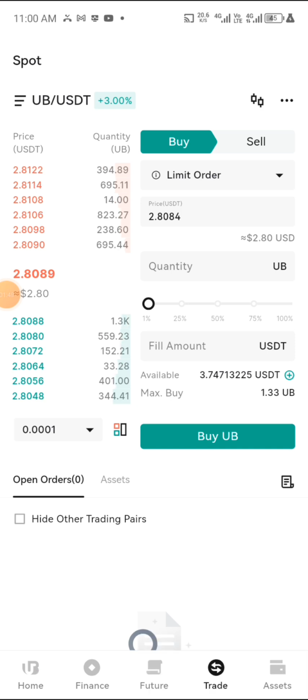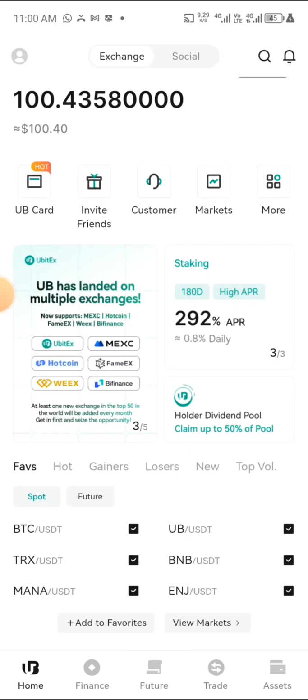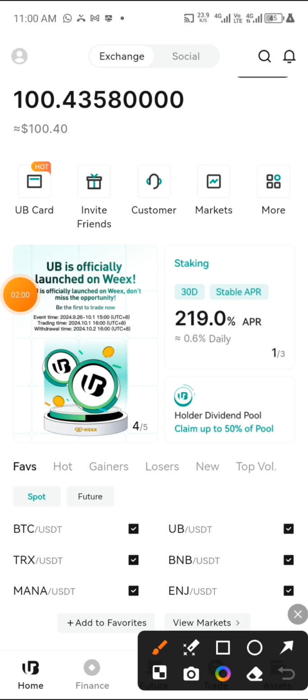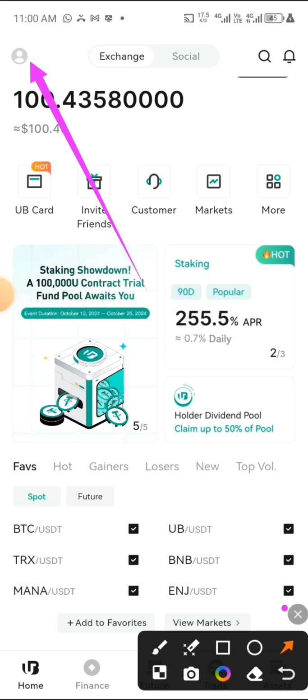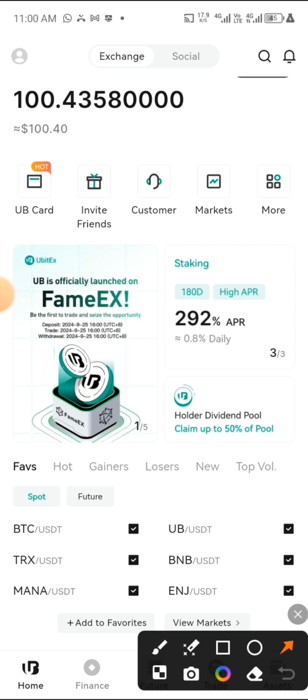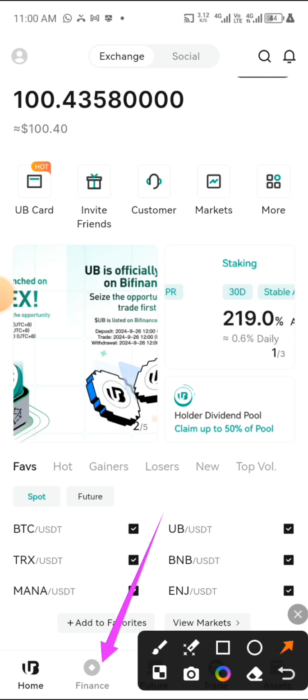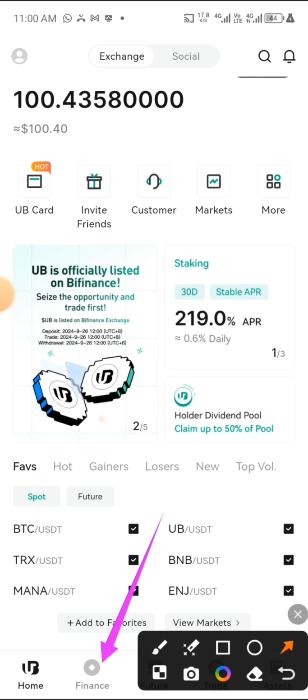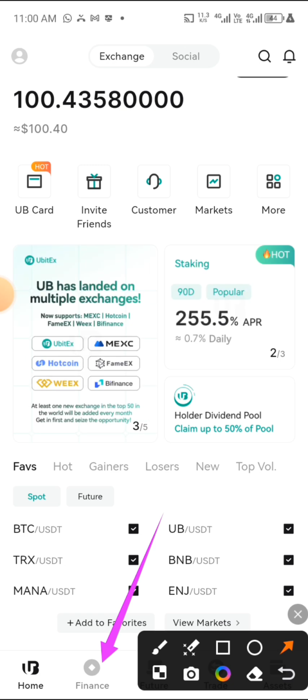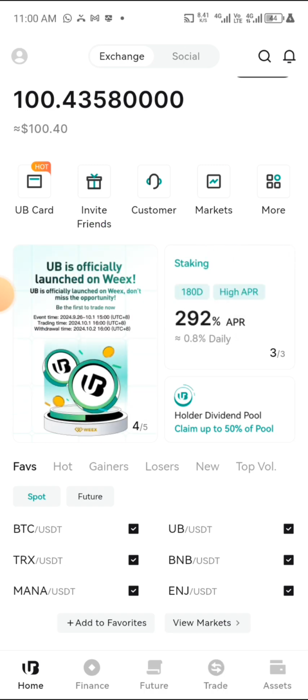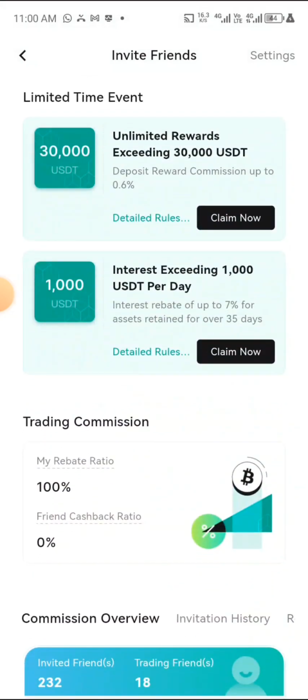So right now, all you need to do if you want to make money on Ubit exchange without staking, this is what you're going to be doing. For instance, when you register your Ubit exchange on the UBITEX, go up here and do your KYC. After you do your KYC, if you don't want to stake, if you don't want to go for this finance, or if you don't want to use any money, the next thing to do is to just use this invite friends. Invite your friends to Ubit exchange.